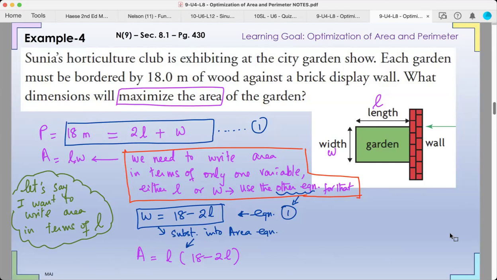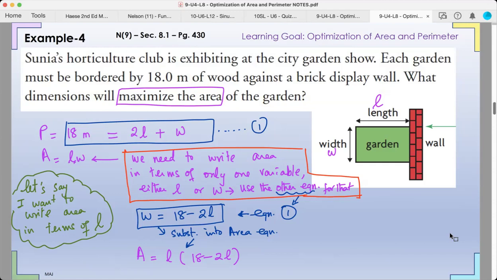You can read the question. I don't want to spend too much time explaining this because the focus of today's lesson is graphing calculator skills, right? So perimeter is given at 18 meters, and the length and width are used only for bordering 3 sides of the garden because on the 4th side there's a wall. So 2L plus W is the perimeter.